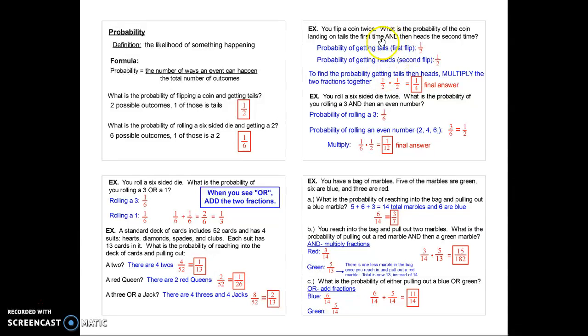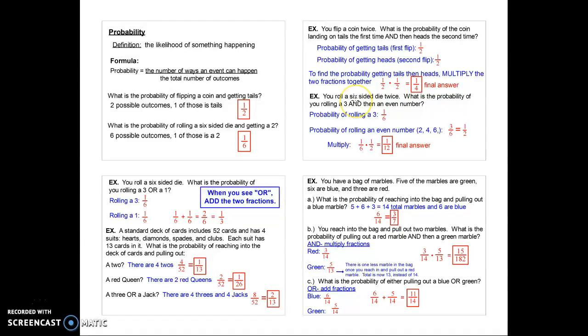Now, because I want these to happen at the same time, I want to land on tails the first time and heads the second time. Because of the word and, you have to multiply these 2 probabilities together. So I have 1/2 times the 1/2. Now remember, when you multiply fractions, all you have to do is multiply straight across. So 1 times 1 is 1, 2 times 2 is 4. So my final answer is 1/4. Okay? If it says and, you are multiplying.